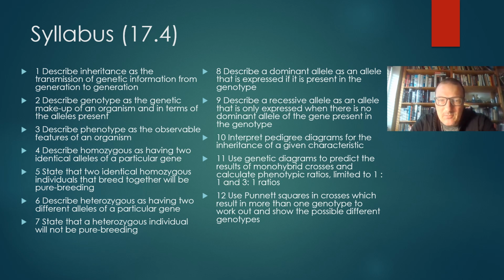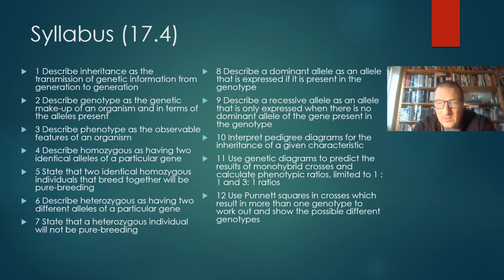Section 7.4 in the syllabus actually covers a lot of ground, and as always, the vocabulary is big, so it's a good idea to practice it. We need to look at inheritance as transmission of genetic information. We need to be able to look at genotype and phenotype and describe the difference. We need to be able to look at homozygous and heterozygous.